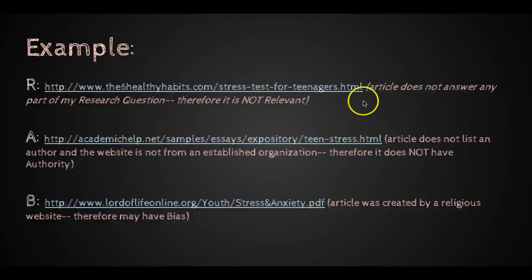An example, R. This article does not answer any part of my research question. Therefore, it is not relevant. This one, A, for authority. Article does not list an author, and the website is not from an established organization. Therefore, it does not have authority. And B, article was created by a religious website. Therefore, may have bias. So B, bias. Pause the video here and answer this question.